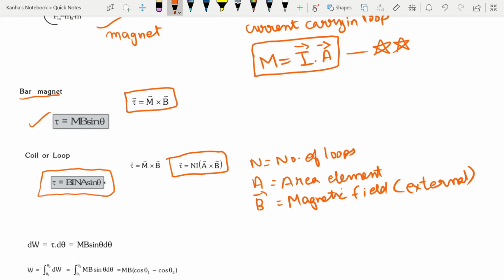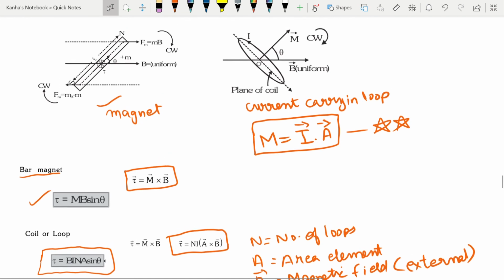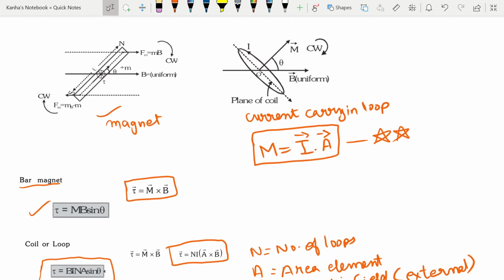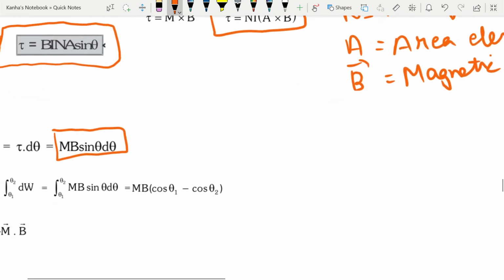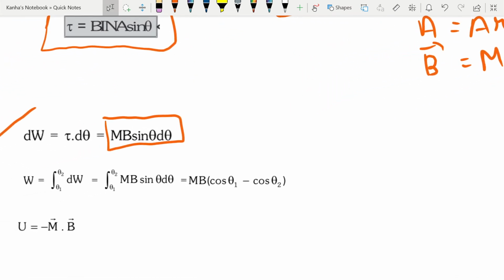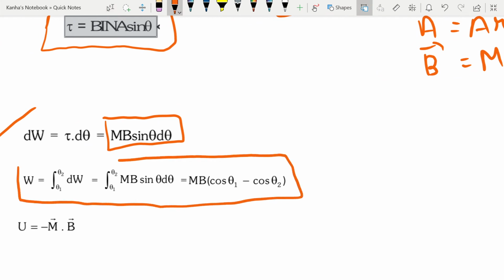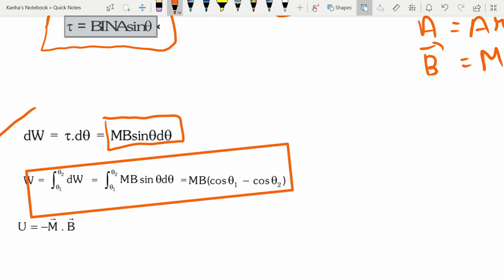Okay. So the thing is the same thing. You have a torque that will try to align it in the direction of the magnetic field. Then you will talk about the work done by the torque in trying to align this. So the work done is given by MB sin theta d theta. So you need to integrate this over two values of theta, and then you get the work done as MB into cos theta 1 minus cos theta 2.